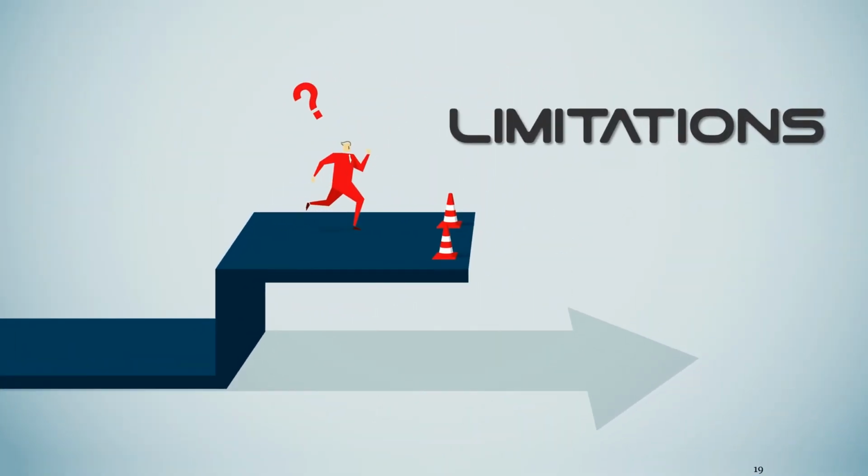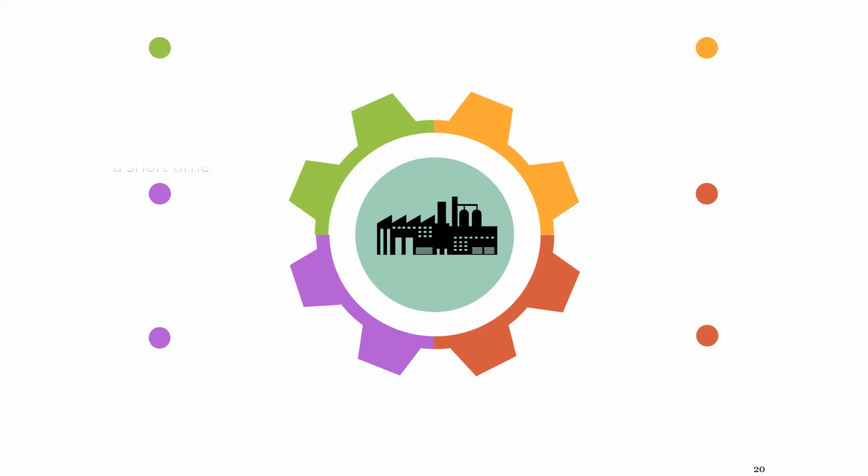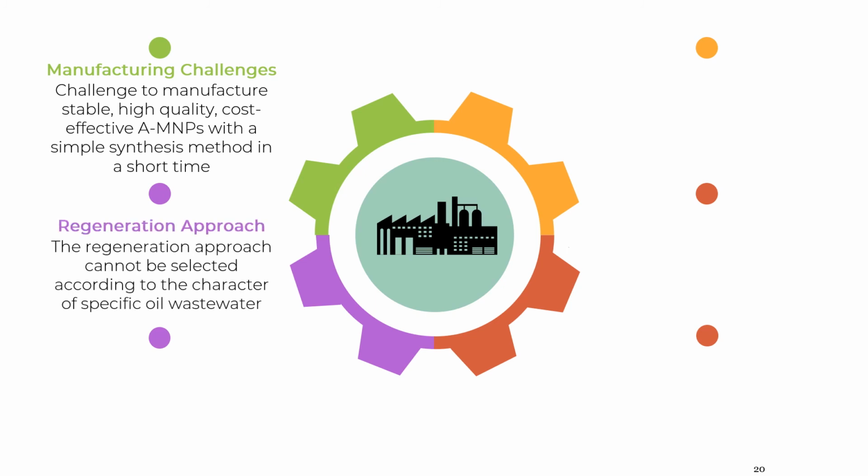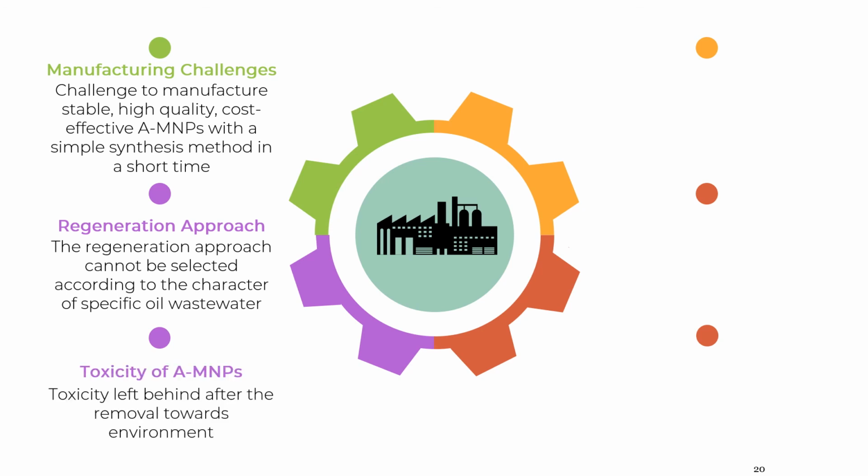Let's move on to the limitations of the application of AMPs for oil spill removal from seawater. Firstly, the manufacturing challenge: to manufacture stable, high-quality and low-cost AMPs faster through a simple method. Besides, although the regeneration method of AMPs can be improved through improvements made in thermal sensitivity or pH sensitivity of the AMP, discharge cannot be done according to the characteristic of specific oil in the wastewater. Further, extensive research should be done on the toxicity of the AMPs on the environment, as it may be left behind on the sea after the recovery process.